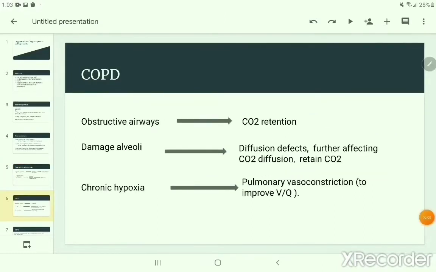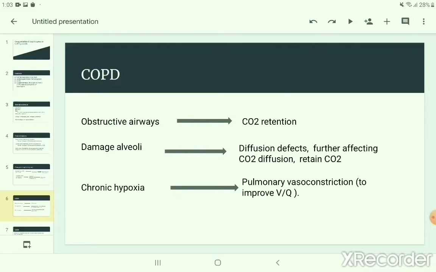In COPD patients, we know that there is chronic inflammation of the airways and the alveoli, and because of this chronic inflammation, there is obstruction of the airways, which results in carbon dioxide retention because the patient cannot exhale properly. The other phenomenon is that the damage to the alveoli results in decreased surface area for the diffusion of oxygen and carbon dioxide. Because of this damage, there is decreased oxygen diffusion into the blood, and decreased diffusion of carbon dioxide from the blood into the alveoli.